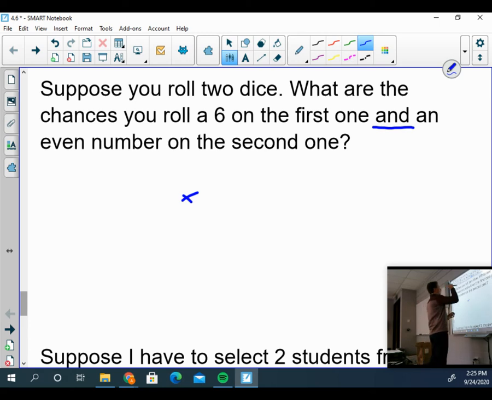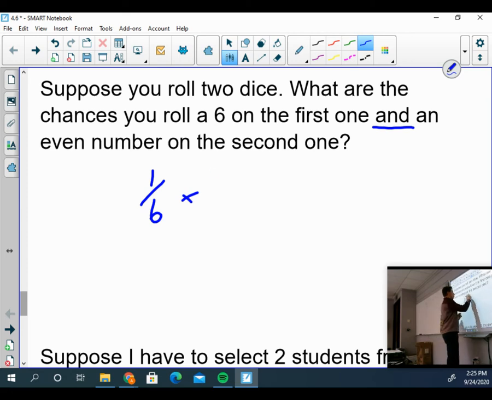Does the first roll impact the second? Think about it like this. If I roll a die, pick it up and roll it again, does the first number affect the second at all? No, it doesn't. So what are the chances I roll a 6 on the first one? A 1 in 6 probability. There's 1 six on a regular 6-sided die. There are a total of 6 options. One of them's a 6, so 1 in 6.